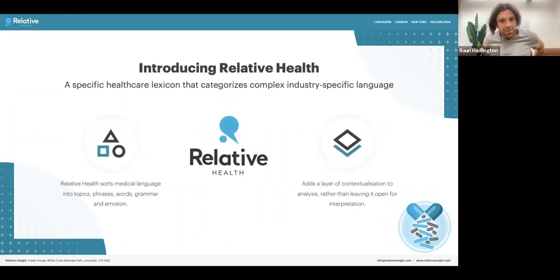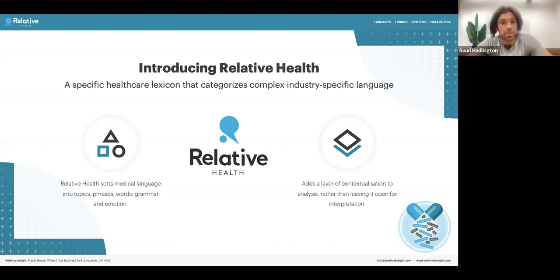And so what is relative health? What Relative Insight recognized through working with our healthcare customers is that up until this point, text analysis solutions for healthcare have meant leveraging very general text analysis solutions against very, very specialized data sets in the healthcare industry. And this led to discrepancy. It also led to an awful lot of reliance on analysts to be able to still read and understand what was being surfaced to them by these tools.